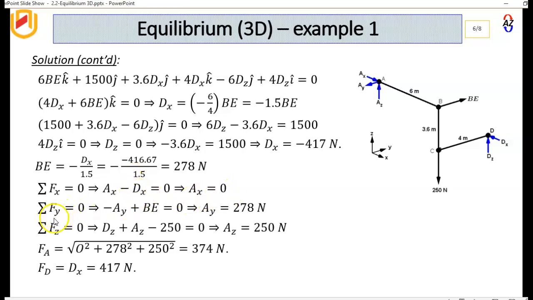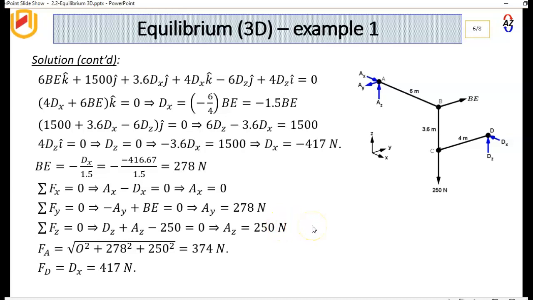Then summation of forces in the y, which is in this direction here, we have this BE minus this AY equal to 0. So it means AY will be the same, it will be equal to BE, which is 478. And then in the Z, we have DZ plus AZ minus this 250 here is equal to 0. Okay, DZ has been found to be 0, so AZ is 250.